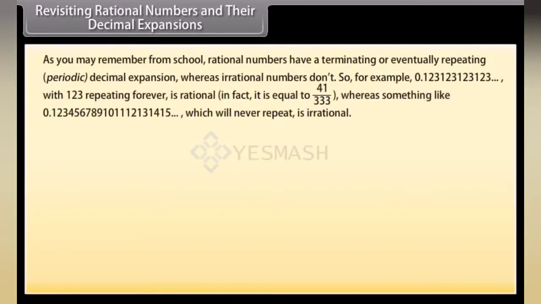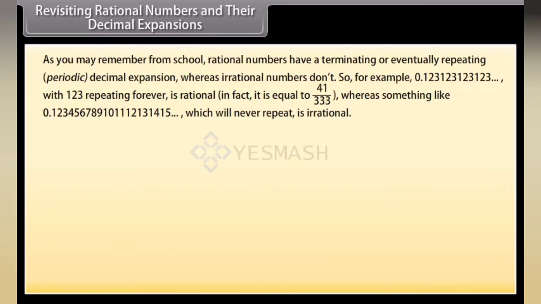Revisiting rational numbers and their decimal expansions. As you may remember from school, rational numbers have a terminating or eventually repeating periodic decimal expansion, whereas irrational numbers don't. So, for example, 0.123123123, and so on, with 123 repeating forever is rational. In fact, it is equal to 41 upon 333.